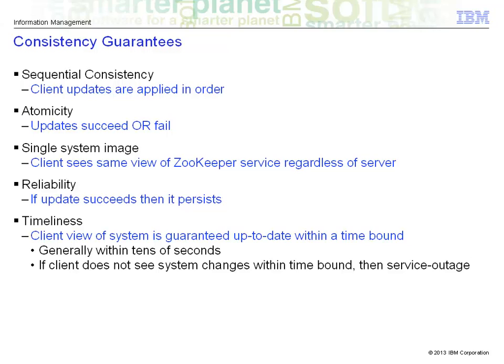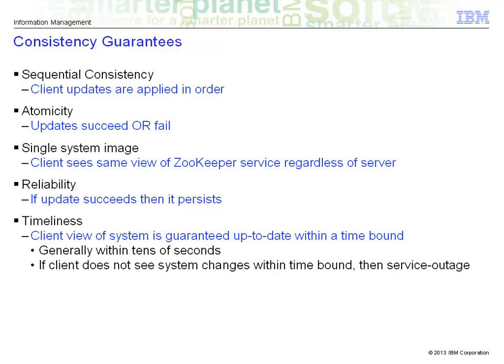Zookeeper provides us with 6 consistency guarantees. The first Zookeeper consistency guarantee is that of sequential consistency. This means that updates from a client to the Zookeeper service are applied in the order they are sent. Next, the atomicity guarantee means that updates in Zookeeper either succeed or fail. Partial updates are not allowed.